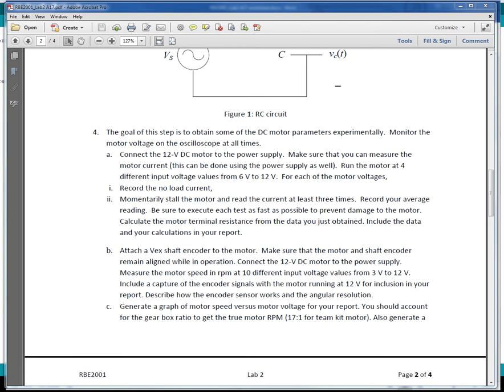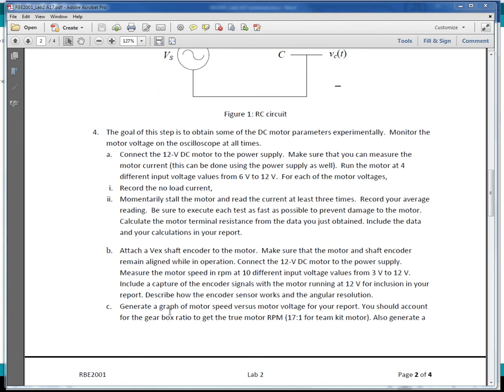This is the second video for the introduction for Lab 2, and we're on this part right here. You want to describe how the encoder works and what the angular resolution is, and assume that in this question you're using quadrature for that Vex shaft encoder.